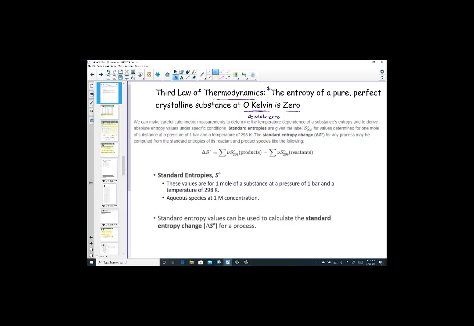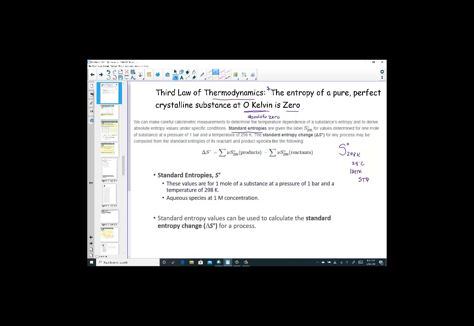But what we do is make careful measurements to determine the temperature dependence of a substance's entropy and then simply derive these values under specific conditions. Standard entropies, which are given the symbol with this sub-naught superscript, we measure at 298 Kelvin, which we know is standard temperature, 25 Celsius, and at 1 atmosphere of pressure. We call those standard temperature pressure values, and those values are determined for 1 mole of a substance at 1 atmosphere and 298 Kelvin.